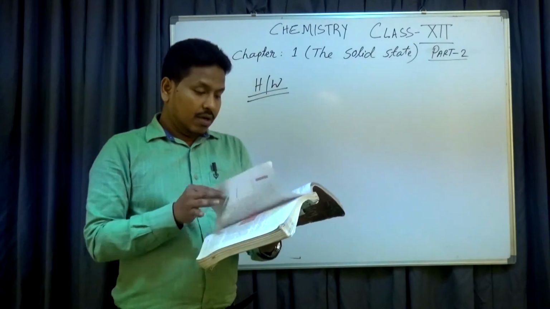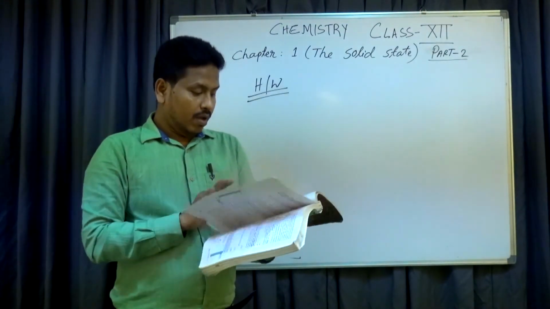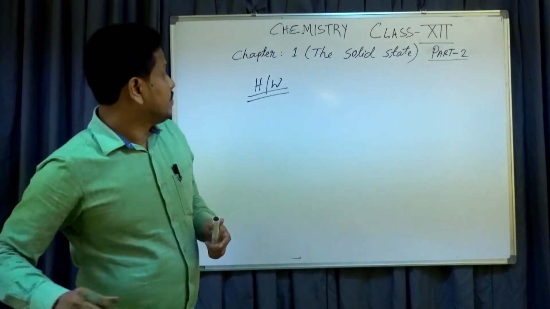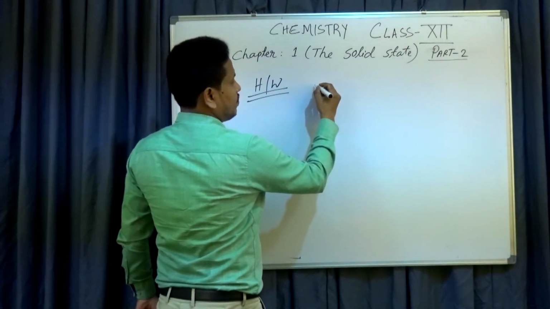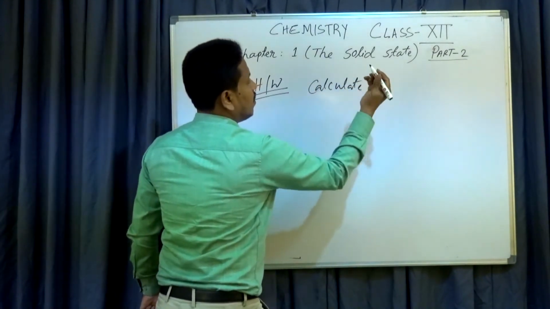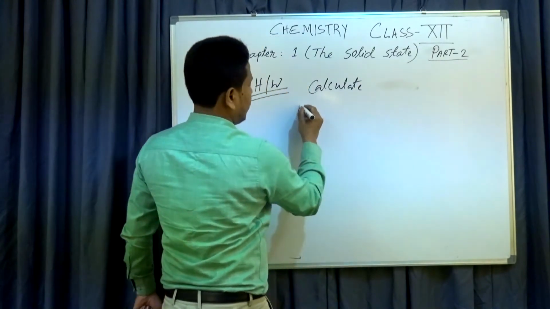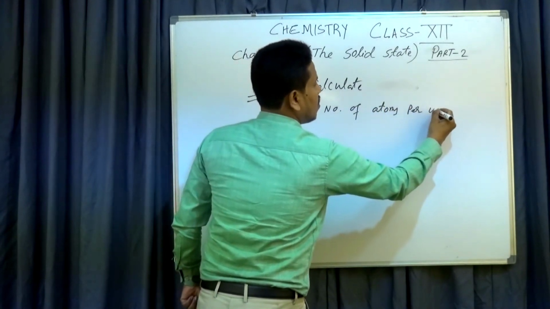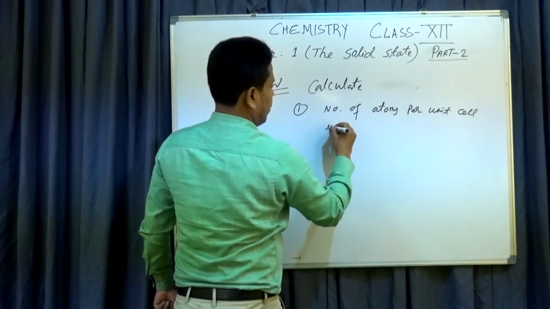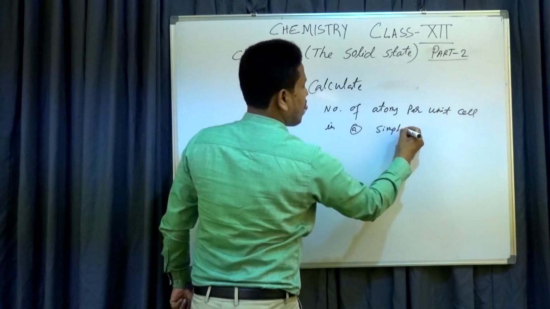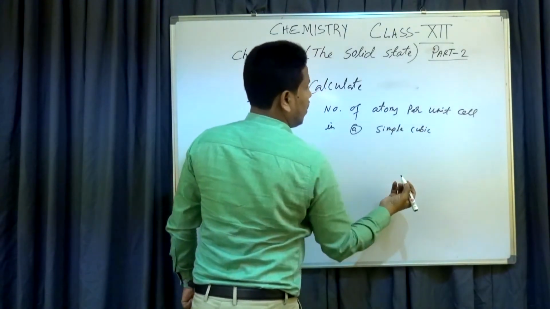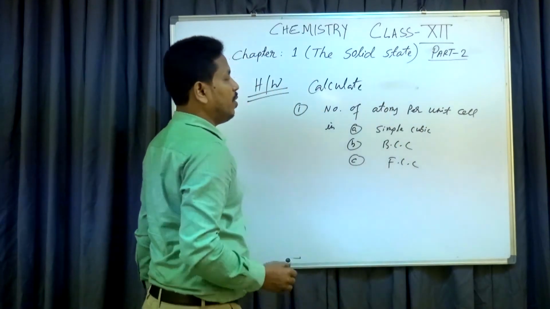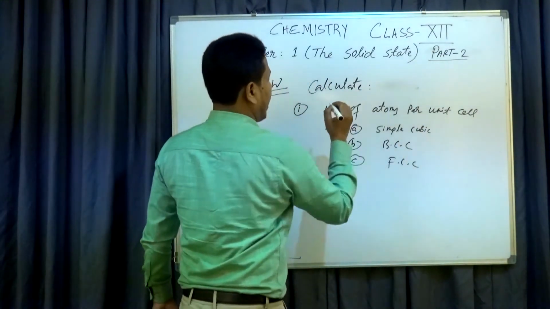So I am giving one problem for you. Homework for you: calculate the number of spheres, means atoms, per unit cell in simple cubic, in BCC, body centered cubic, and in face centered cubic unit cell, means the value of Z. Calculate this, very important for examination.